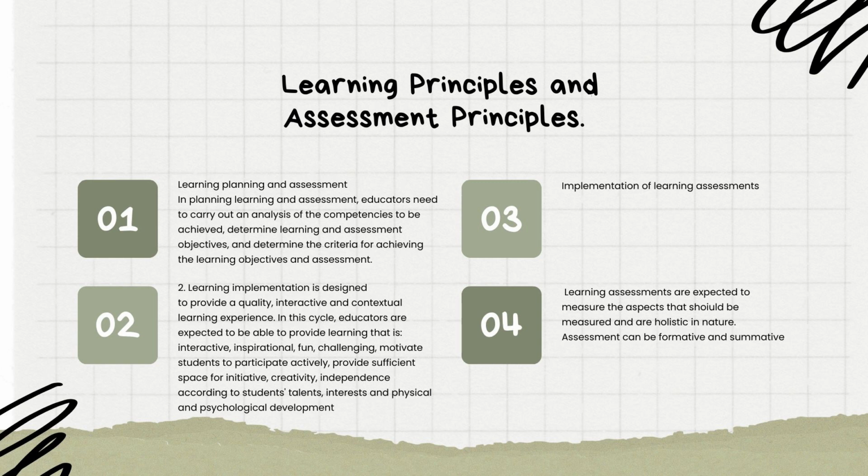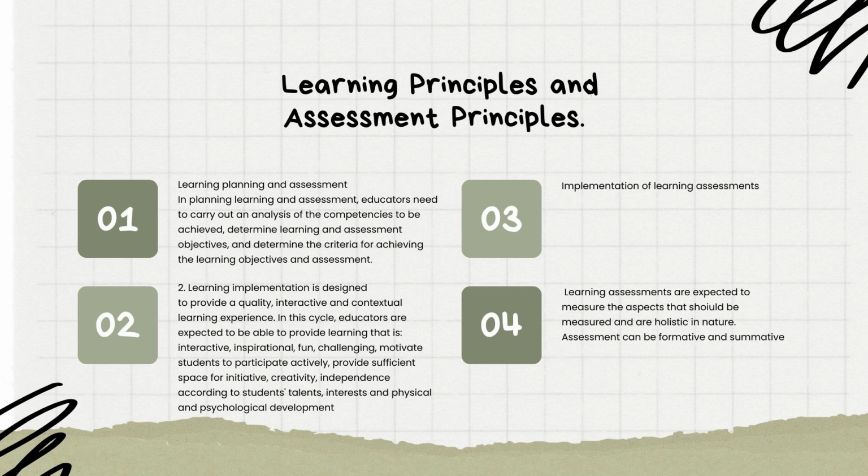In planning learning and assessment, educators need to carry out the analysis of the competence to be achieved, determine learning and assessment objectives, and determine the criteria for achieving the learning objectives and assessment. Number 2 is learning implementation, designed to provide a quality, interactive, and contextual learning experience.